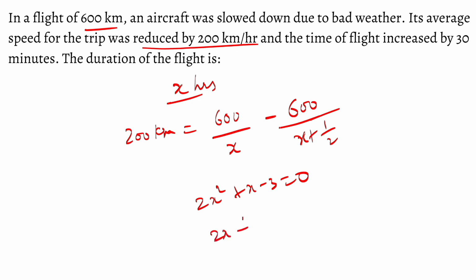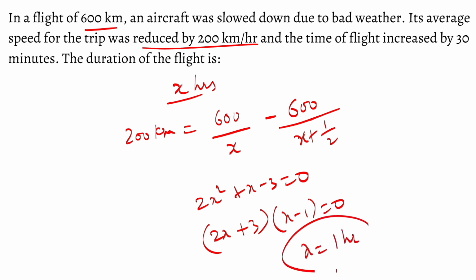2x, I think this should be plus 3, and x minus 1, this will be equal to 0, and x will be 1, because we won't consider the negative value, right? x is minus 3 by 2, that's negative, so we shouldn't consider that. So x will be 1 hour, the duration of the flight will be 1 hour.